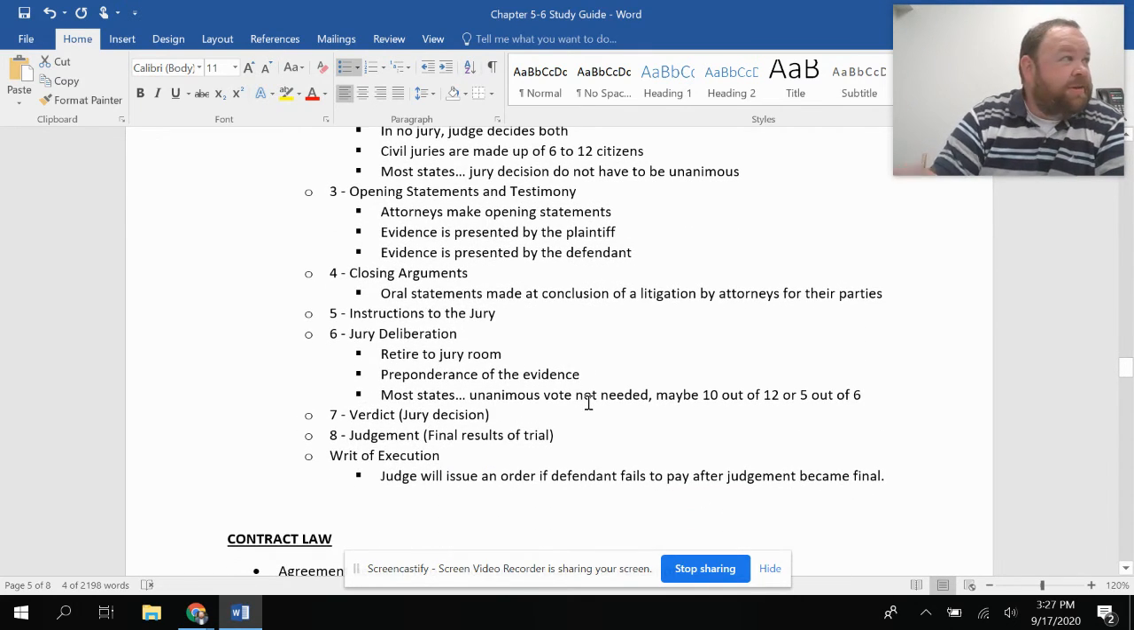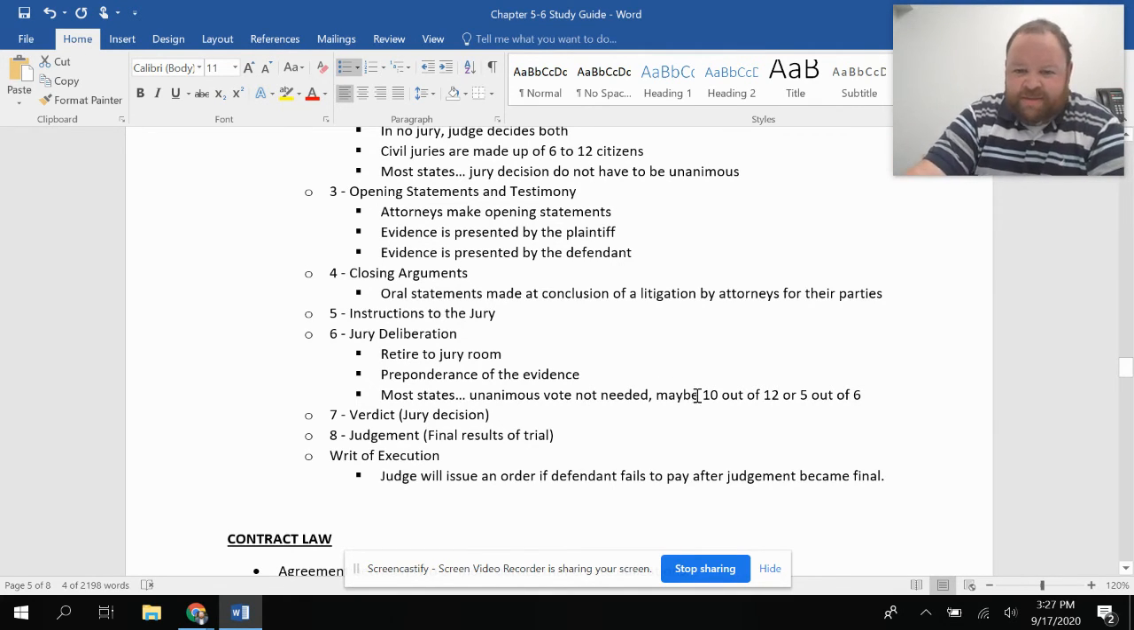We'll go over this briefly because it's very similar to criminal. So you have the opening statements and testimony. Attorneys make the opening statements. They present the evidence on both sides. They do their closing arguments to make one last stance. The jury gets instructions from the judge. They deliberate.